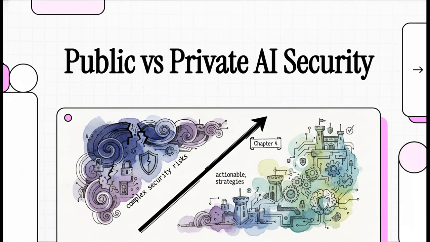All right, so we've spent some quality time mapping out the security risks of public and private AI, right? Well, now we're flipping the script. We're moving from the problems to the solutions. This is Chapter 4, where we really get into the nitty-gritty, the actual strategies for locking down your AI. And we're going to start with a pretty simple but powerful idea.